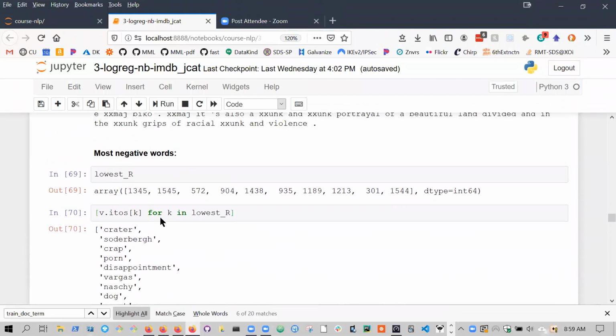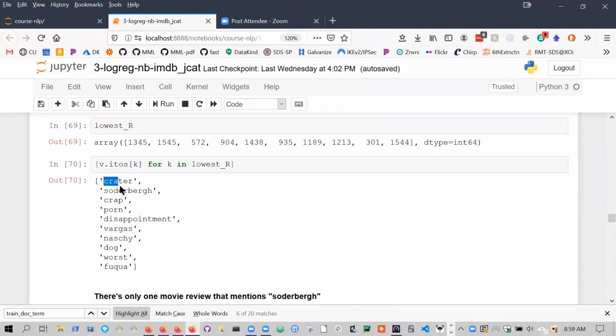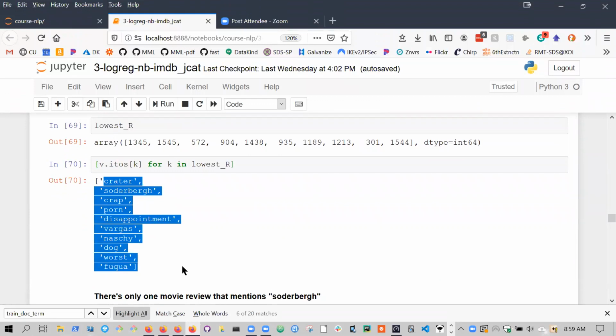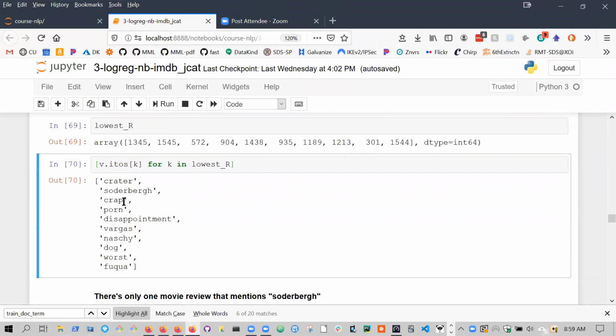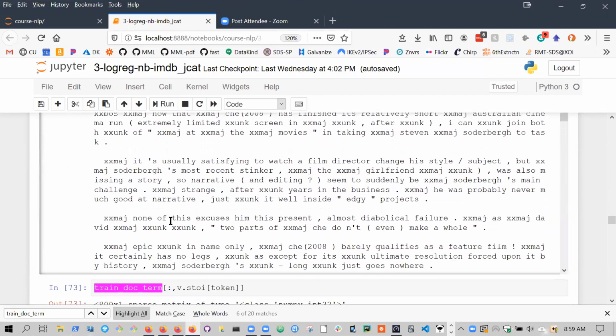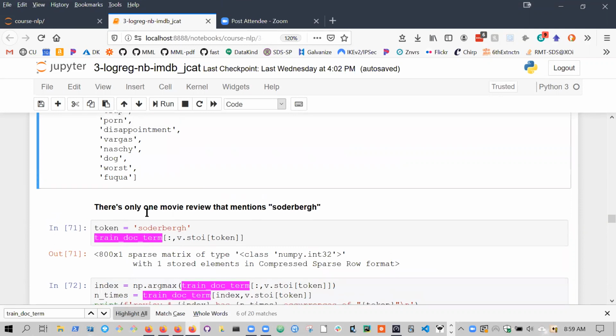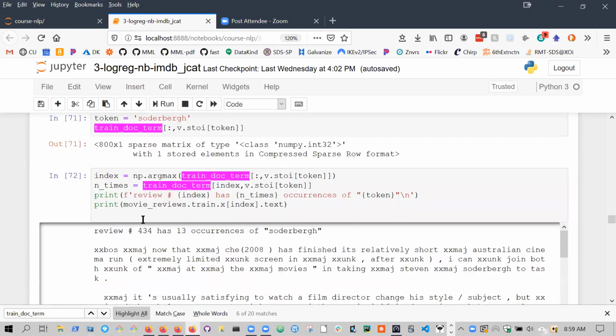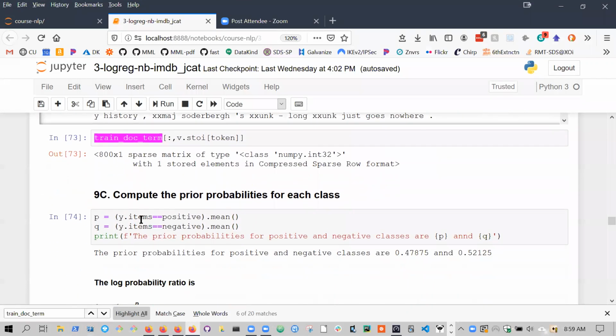And here the most negative words are crater, Soderbergh, crap, porn. So some of that makes sense. Worst. Yeah. So that's just trying to see if these log count ratios make any sense.